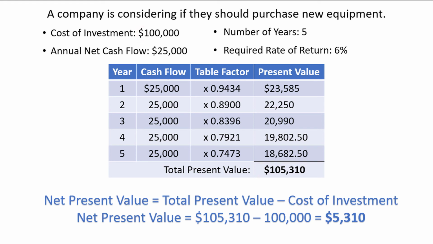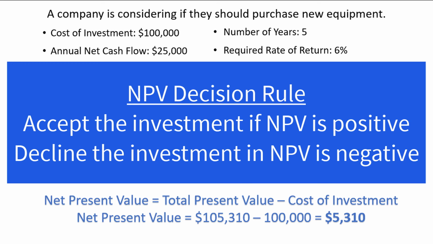What does this value mean? It means that the investment is providing the company with $5,310 of positive cash flows when we consider the required 6% return, and they should therefore invest in this piece of equipment. Generally, the decision rule for net present value is to accept the investment if the net present value is positive, and to decline the investment if the net present value is negative. If the net present value is 0, that means that the investment has earned exactly the required rate of return.